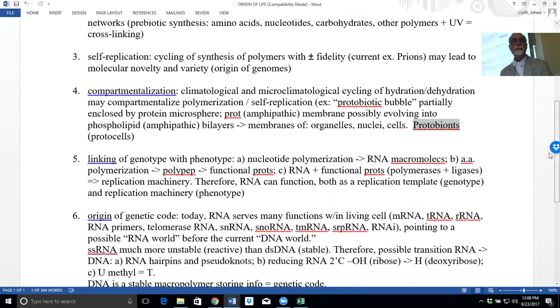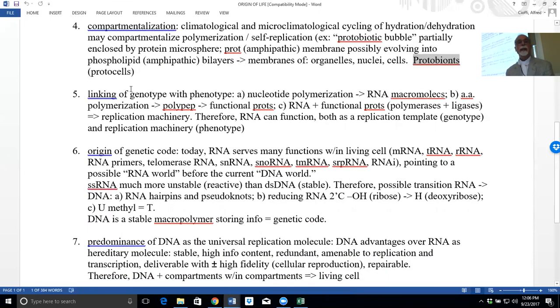The next step that is necessary, I'm calling linking genotype with phenotype. The genotype is the information, the chemical information, the information that is encoded in a chemical molecule. That's the genotype. We know them as the genes today in our DNA. But we also know that possibly the early world, the early genetic world, was not a DNA world, but what has been known as an RNA world. In other words, the early information molecule could have been an RNA, which is a simpler DNA.